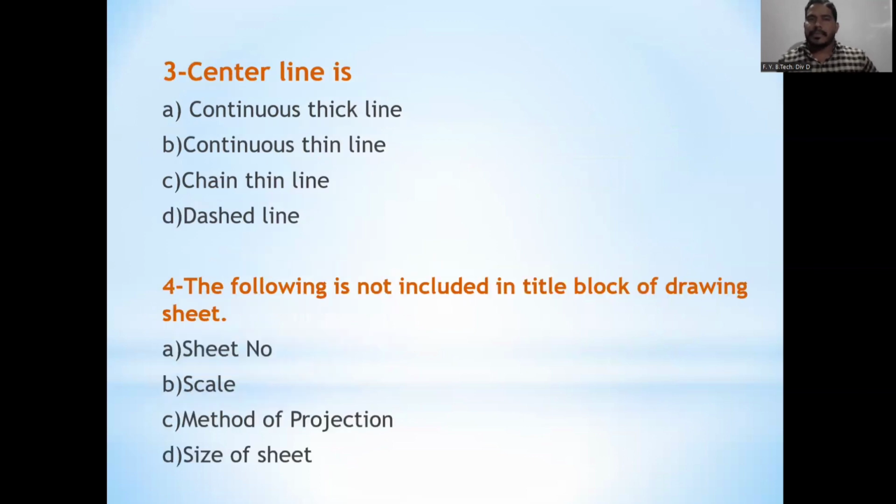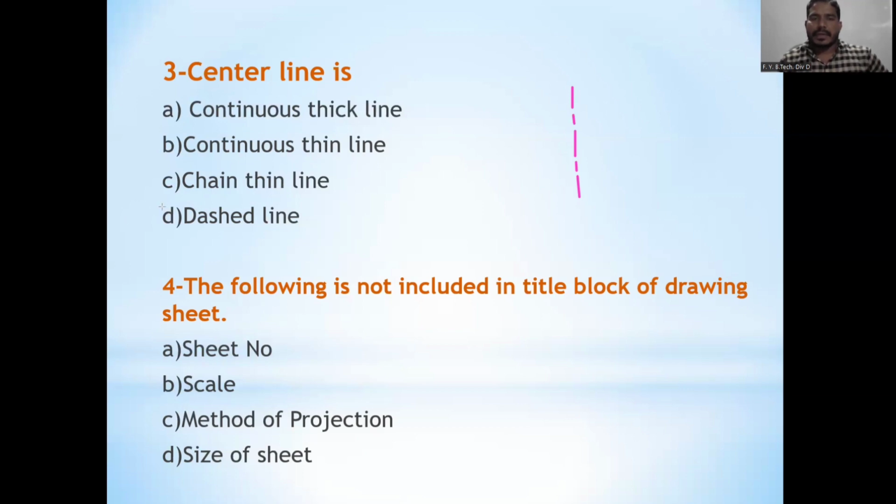Next one, center line. The center line we also call an axis line. So what is the center line? It is shown by using a long, then short, long, short pattern. This is how we show the center line, and we draw it by the chain thin line.